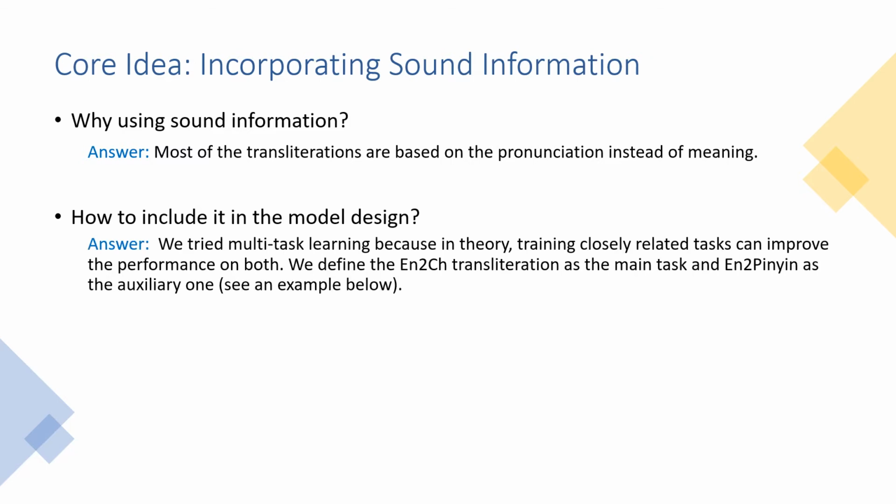Our approach in this paper utilizes a theory in multitask learning that training closely related tasks can improve performance on both. To be specific, we define English to Chinese transliteration as a main task, and English to Pinyin as the auxiliary task, and train them together. In the example below, the lowercase tokenized input source word, Howard, is converted to 霍华德 in Chinese and 霍华德 in Pinyin simultaneously. Note that the pinyin we use here is the one without tone mark.